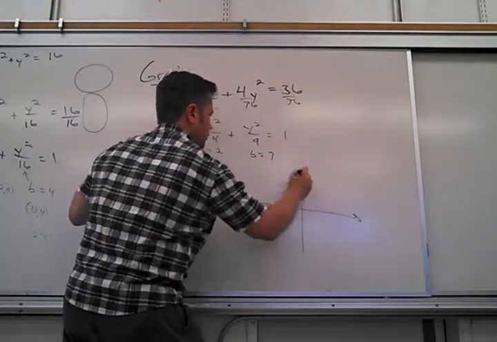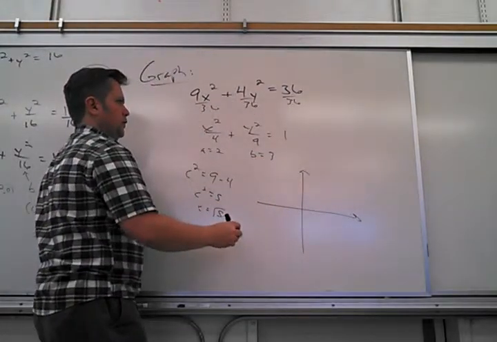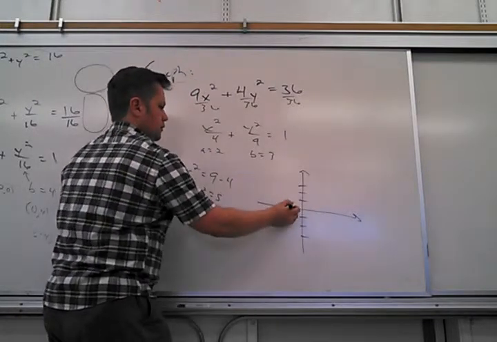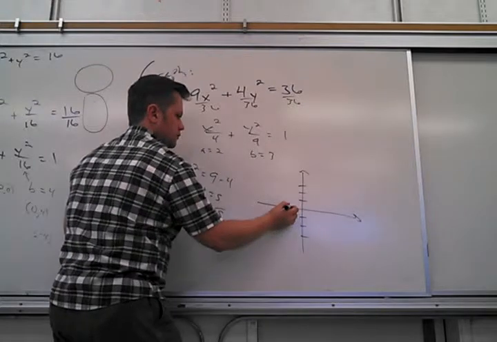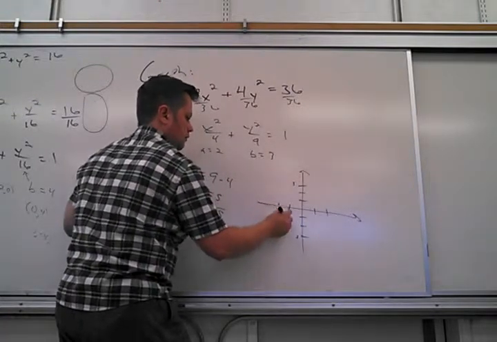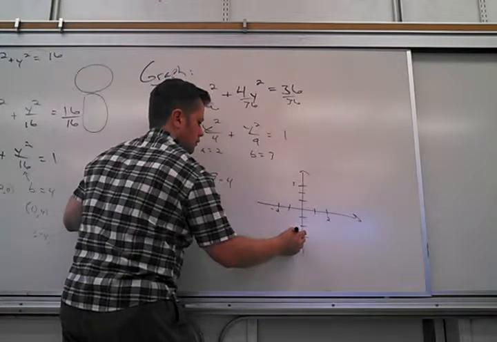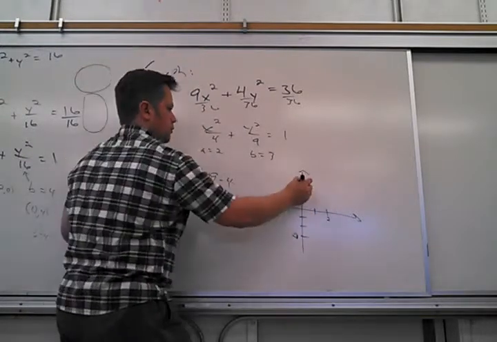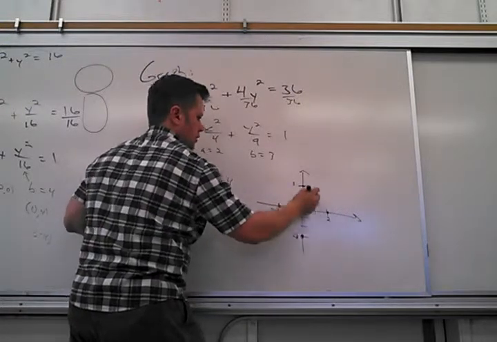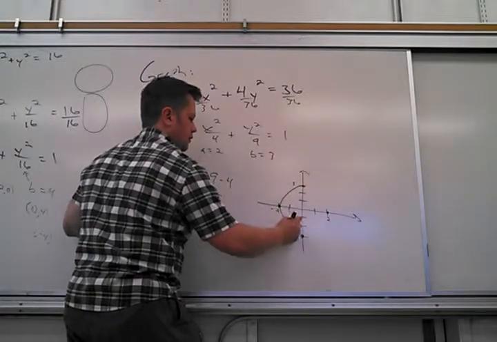So here, how far do I go on the y-axis? 3. So I'm going to go 1, 2, 3 up, 1, 2, 3 down. And of course, on the x-axis, 2. So then I put in my points, and then I do the best I can on the graph.